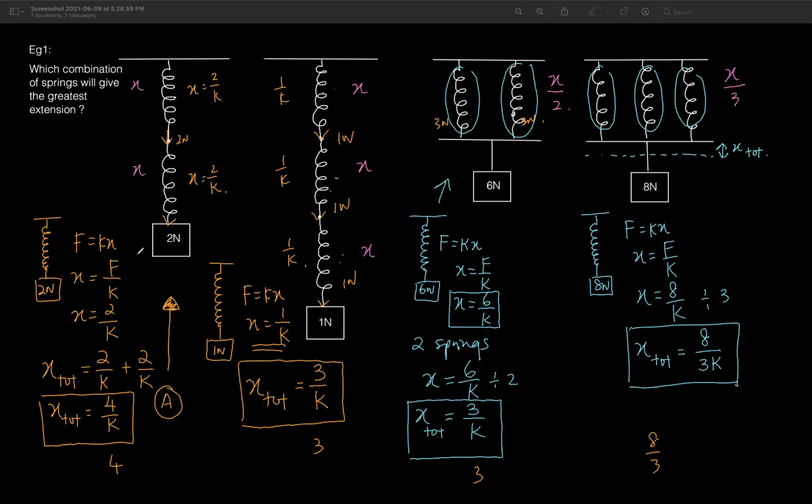What do we understand about the force? The force is being shared for the parallel system. So 8 Newton is being divided by 3 here. In the parallel system, force is shared. In the series system, force is the same. So force in series is the same, and in parallel, it is shared.